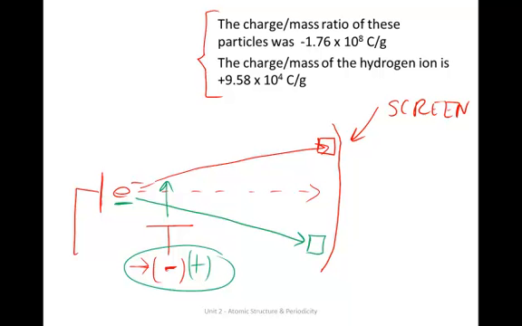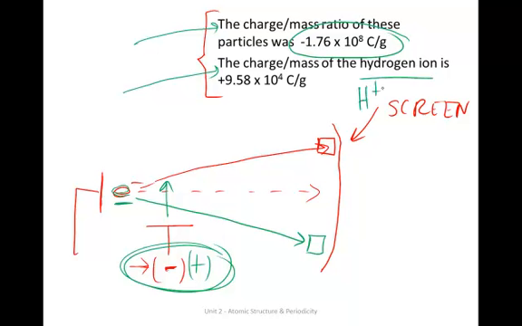Now, just like it takes more force to push a bowling ball off the table than it takes to push a tennis ball, the more force or potential that I need, we can determine how much mass this electron has. And J.J. Thomson was able to calculate the charge to mass ratio for this particle. The electron was negative 1.76 times 10 to the 8th coulombs per gram, which was much, much smaller than the charge to mass ratio for the hydrogen ion, a hydrogen with a positive charge on it, which was 9.58 times 10 to the 4th.